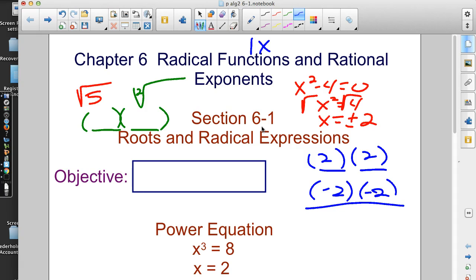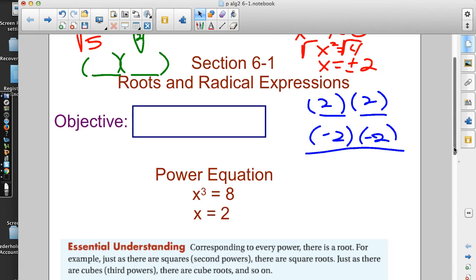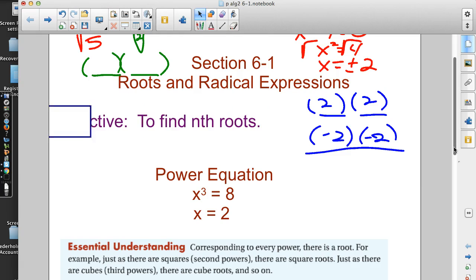So what we're going to do today is start talking about square roots again, because we don't want to lose track of what we already know. But what if that little number inside the v changes? We're going to try to think in terms of, okay, I've got slots I need to fill. What number would make that work? So, roots and radical expressions: the objective is to find the nth roots. That means any root. N could be any integer. In fact, we're just going to use mostly natural numbers, which are going to be positives, when we talk about nth roots.